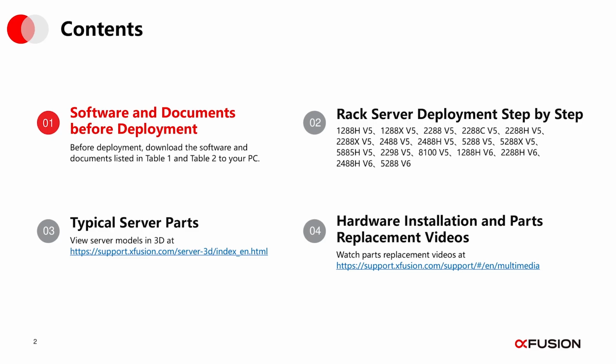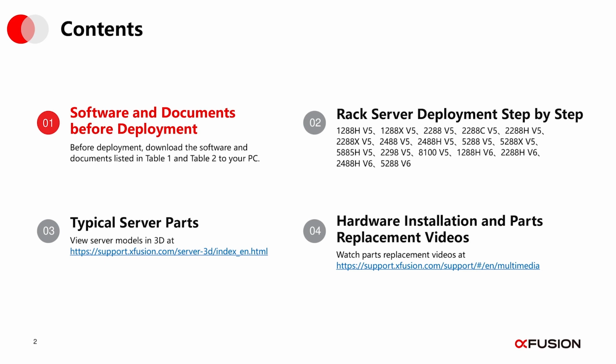Basically, in this section, we will find out where to download software and documents before deployment, and I will go through the overall process of deployment and where to view server models in 3 dimensions at the xFusion support website, and where to find and download hardware installation and parts replacement videos for self-learning or training.